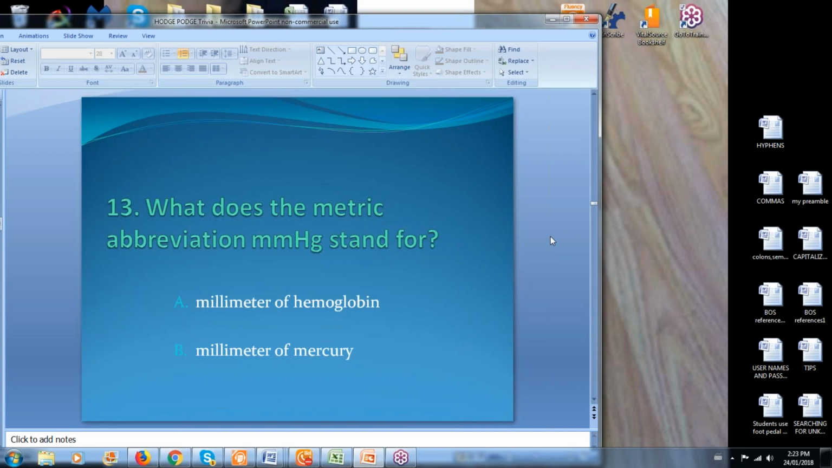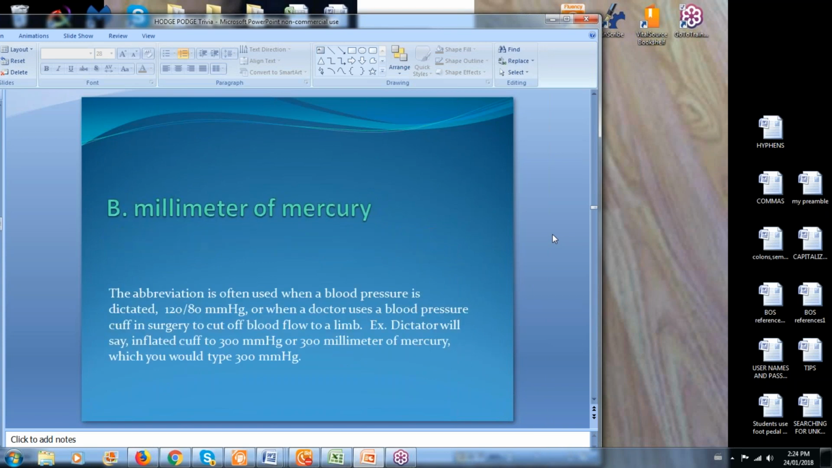Number 13, what does the metric abbreviation mmHg stand for? Is it A, millimeter of hemoglobin, or B, millimeter of mercury? Let's see, it's B, millimeter of mercury.